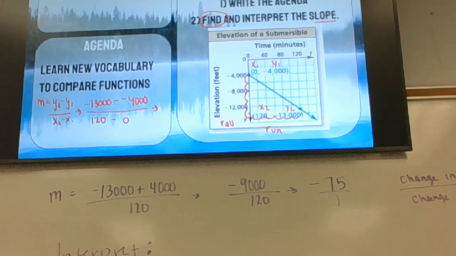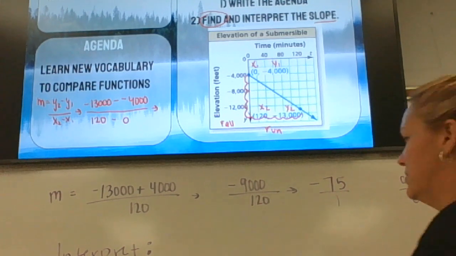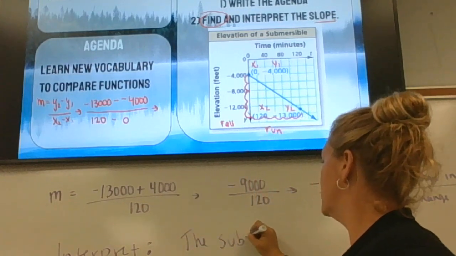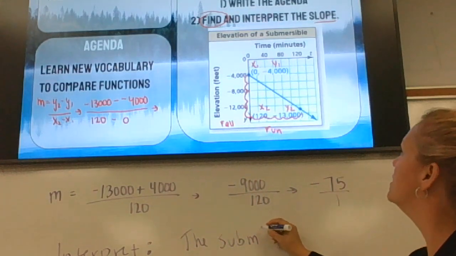So what do we think? Miss, I put the submersible flow decreases 75 feet every 1 minute, but then when I did the math, it's like 75 times 40, I only got negative 2,000. Oh, well, your sentence is right. And then I'll address your math. You got it. The submarine. It's a great sentence. Submersible.